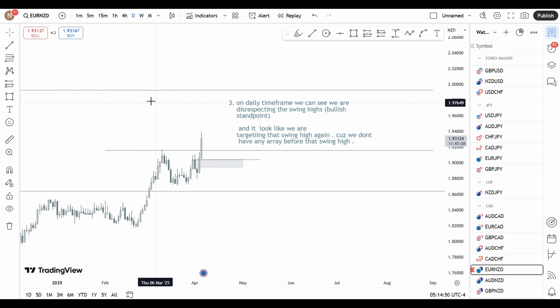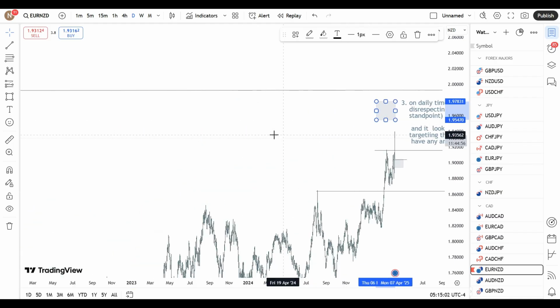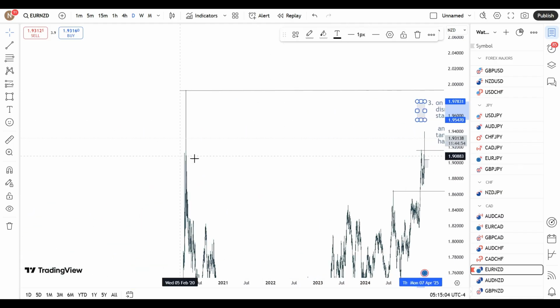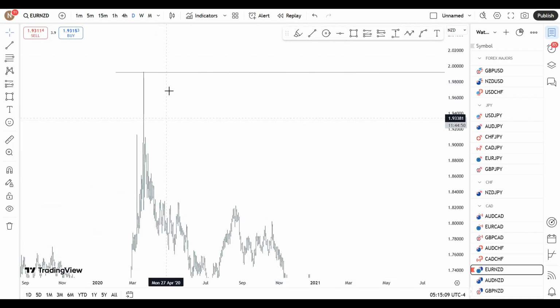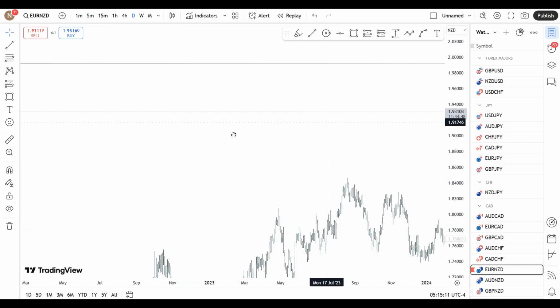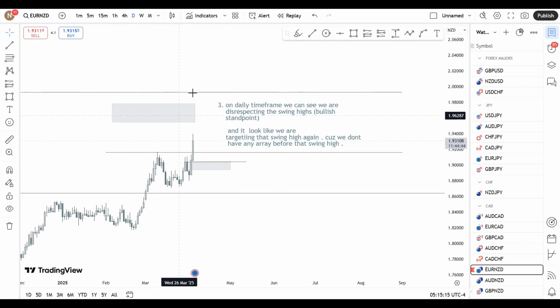Because we don't have any area in between, that is why we are directly targeting the swing highs. If we had any fair value gap at this point, then we would have targeted that area. Okay, so check it. Let's go even more back. We don't have any array here, you can see it, right? So that is why I have to mark the swing high directly, because we don't have any array in between this area.